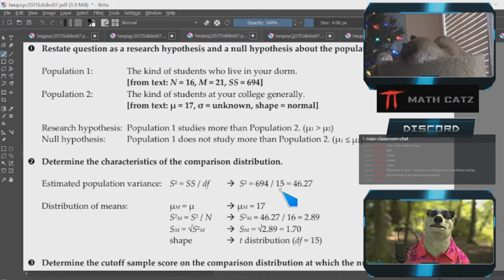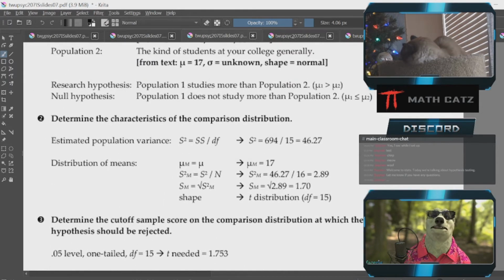So my comparison distribution is still the distribution of means. The mean of the comparison distribution is the same as the population 2 mean, 17, that I'm testing against. I now get my standard error, 1.7, and in this case the distribution is a t-distribution because we had to estimate the variance by way of the sample.